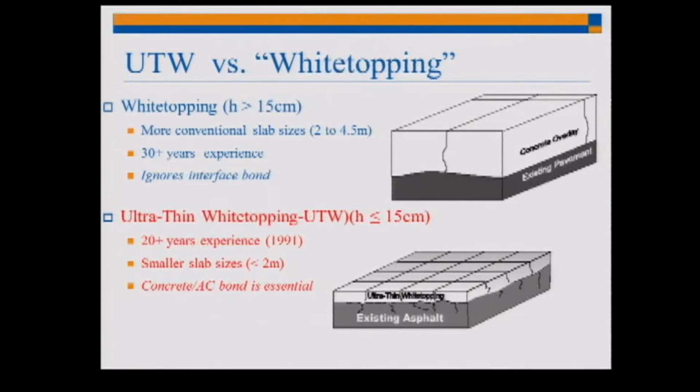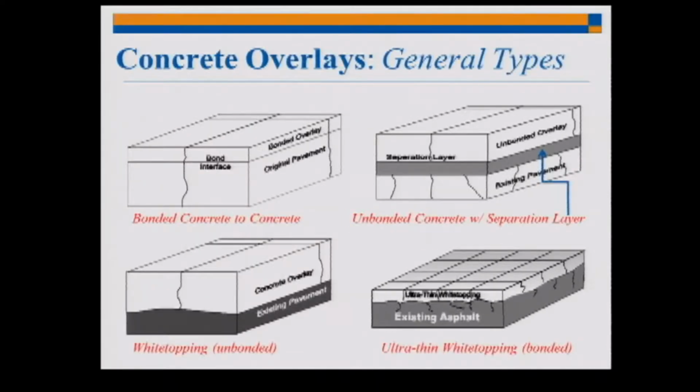More recently, in the past 20 years, when this technology for thin overlays began, we need to have a bond here, okay? So we have to have some adhesion to the asphalt. And concrete and asphalt don't bond extremely well, so we have to clean it. We have to mill the surface to promote as much bond as possible. The other feature here is shorter panels or shorter slabs. These are very short, less than 1.8 meter. These tend to be a lot larger in terms of the slab size.